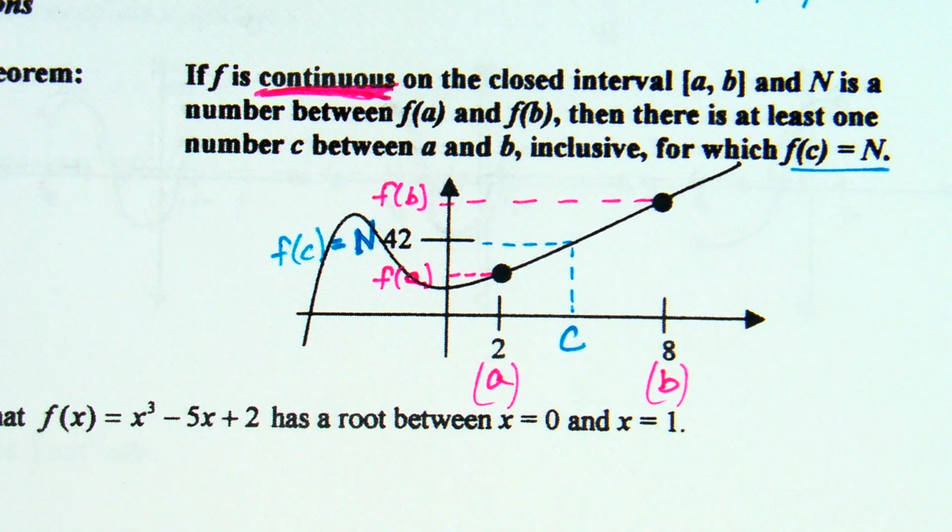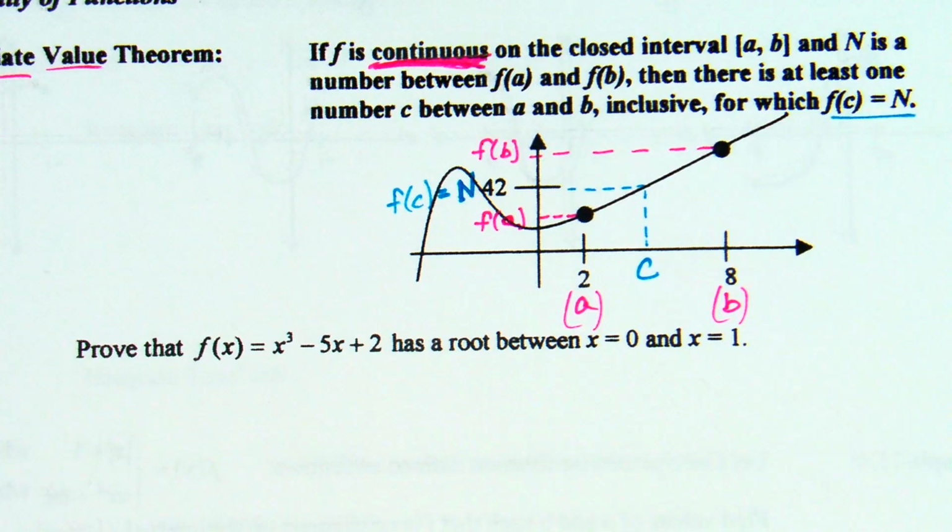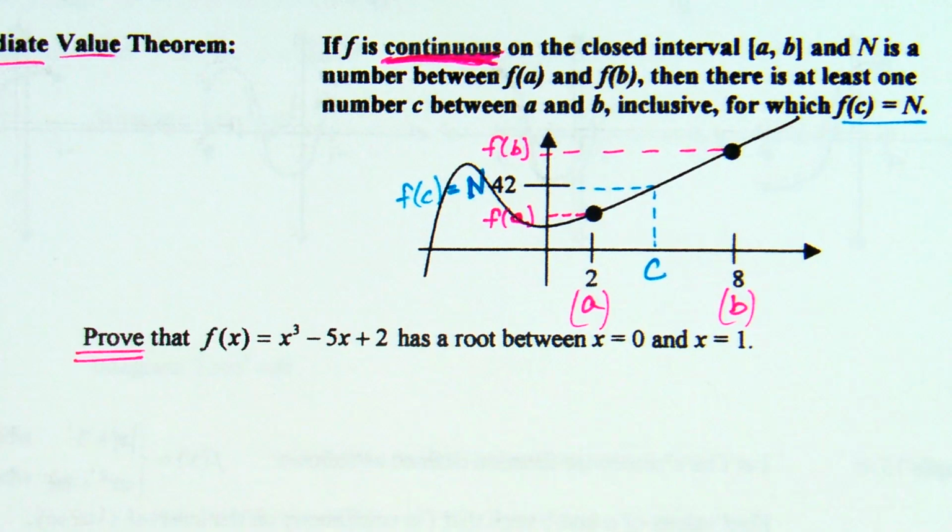Okay, let's look at some applications of intermediate value theorem as we go along today. Prove. So you see the word prove. That f of x equals x cubed minus 5x plus 2 has a root between x equals 0 and x equals 1.